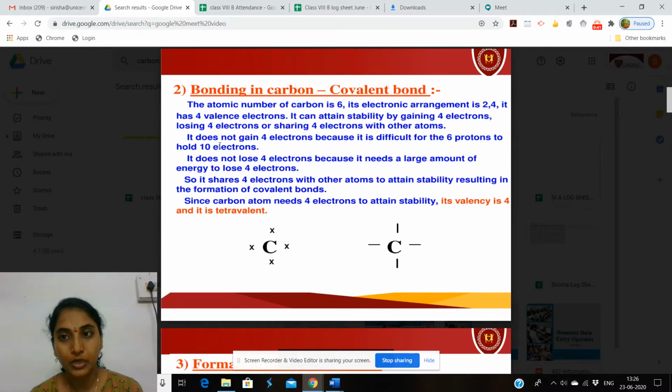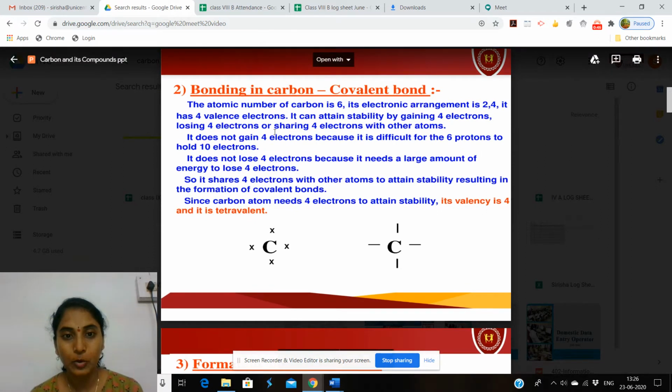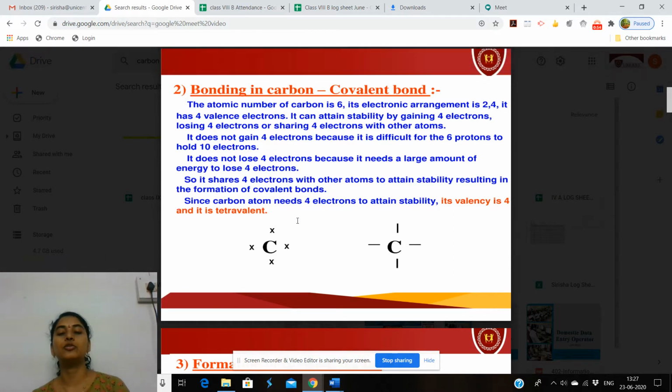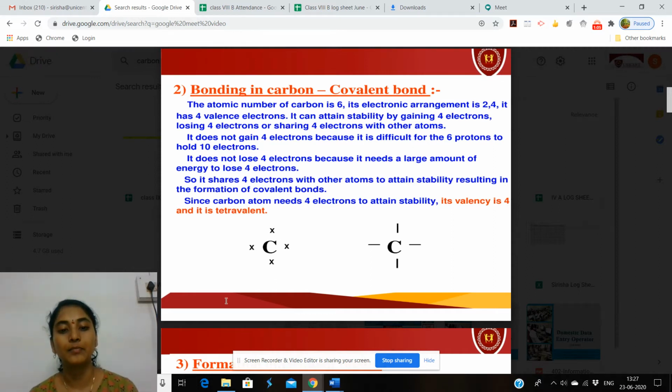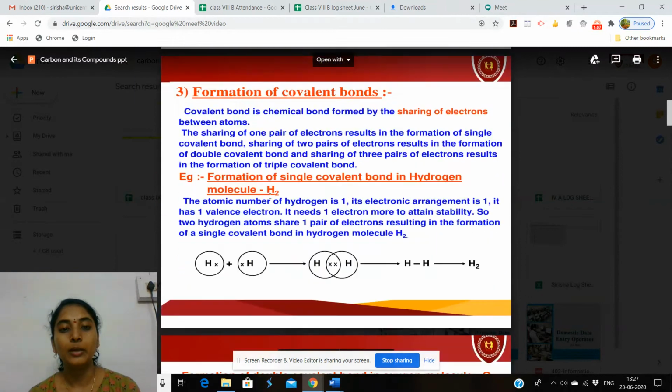So how does bonding in carbon take place? The covalent bond is present. The atomic number of carbon is 6 and its electronic arrangement is 2 and 4. So it still needs 4 more electrons to gain noble gas configuration. Hence its valency is 4, that is, it is tetravalent. Tetravalent means 4 electrons form covalent bonds.